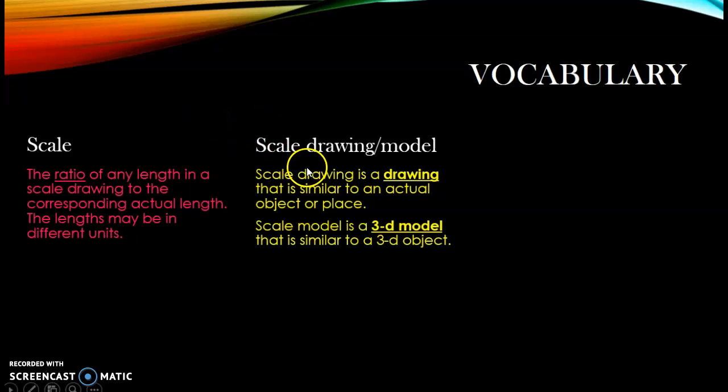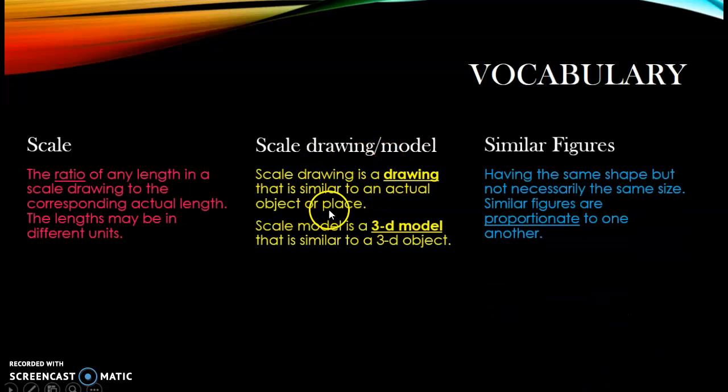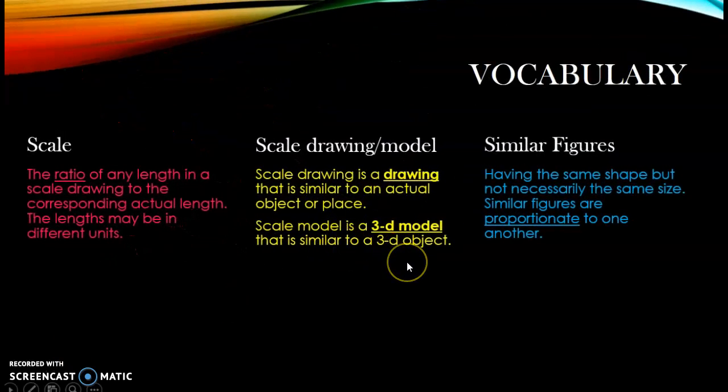All right, and then that gets us into scale drawing or scale models. A scale drawing is a drawing that is similar to an actual object or place. A scale model is a 3D model that is similar to a 3D object. So you could think of a scale drawing as being like a blueprint or like a map. Okay, it's going to be 2D. And then a scale model would be like putting a building in front of you out of Legos, okay, that represents a tower. It's not the actual tower size, but it represents it, okay, and it's 3D.